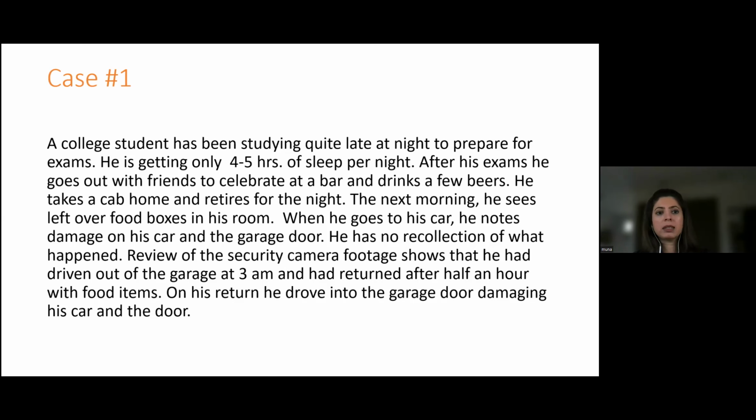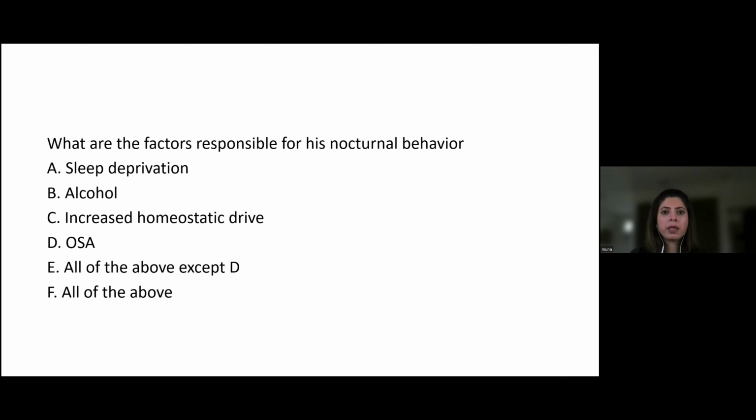The next morning, he sees leftover food boxes in his room strewn all over the place. When he goes to the car, he notes significant damage on the car as well as the garage door. He has no recollection of what happened. Review of the security camera footage shows that he had driven out of the garage at 3 a.m. and had returned half an hour later with food items. On his return, he drove straight into the garage door, and that's what resulted in damaging his car and the door. So, my first question: what are the factors responsible for his nocturnal behavior?